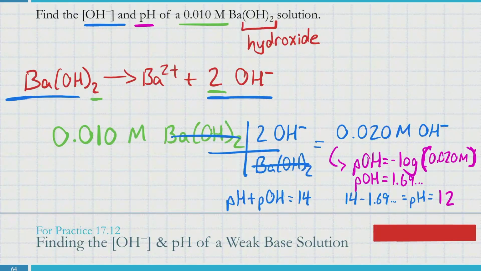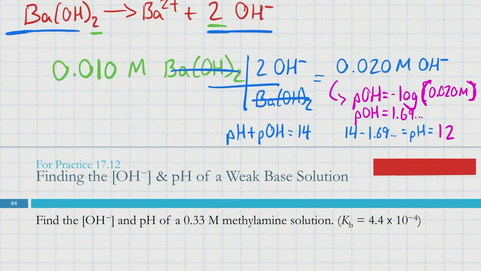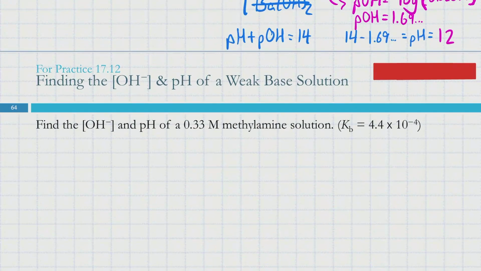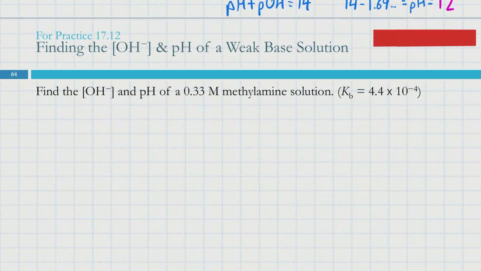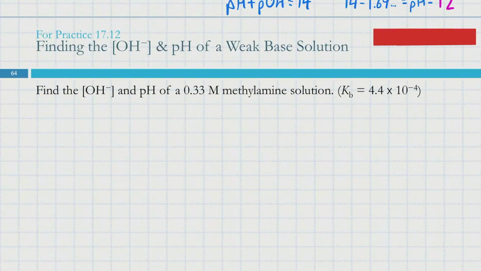Questions? Great. We can also do stuff with weak bases. So let's find the hydroxide concentration and the pH of this methylamine solution. Methylamine's a weak base. Part of the reason that we know that it's a weak base, we're given a Kb value and it's not 1 or 2 or whatever it would be. Weak base.